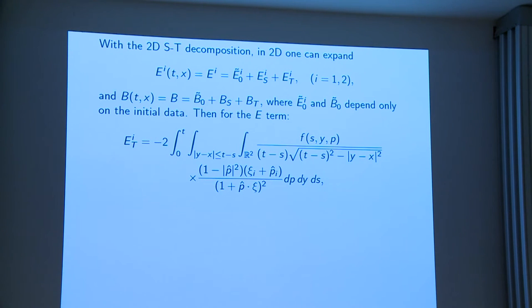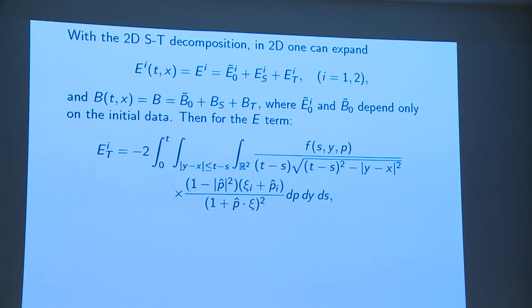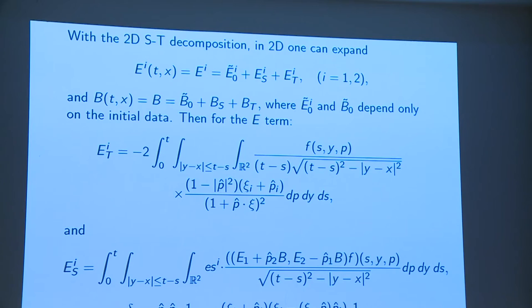And E_T has this form. So E_T is the T term, it's the term that you get from applying the divergence theorem to the T operator. And it's f over the wave kernel, except you get this extra T minus S term here. And then you get this complicated polynomial type expression, (1 minus p hat squared) xi, pi, 1 plus p hat dot xi. I wanted to explain these expressions last time, but instead I'll explain them today.